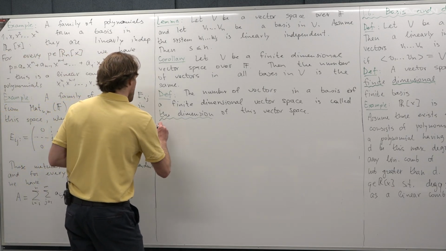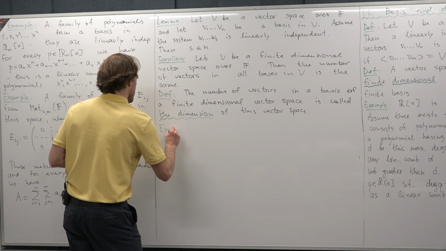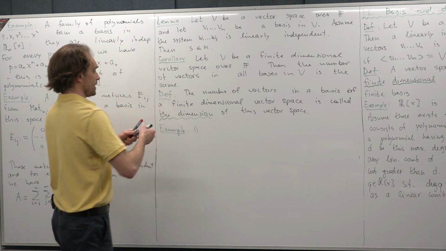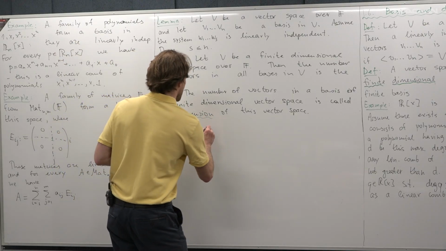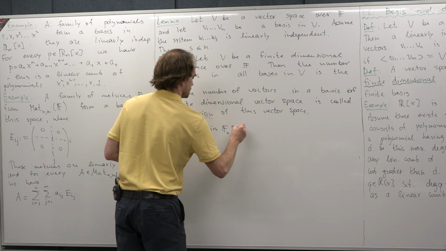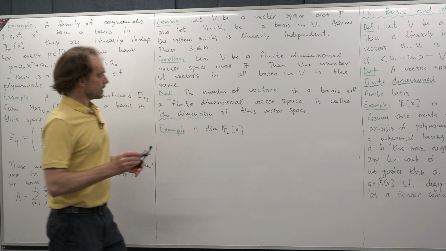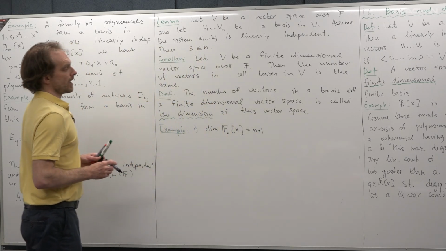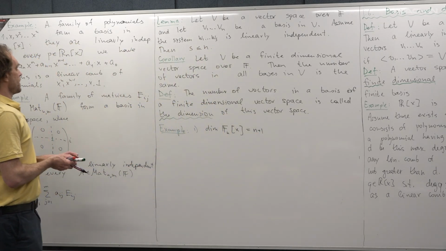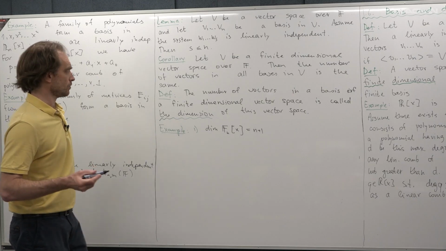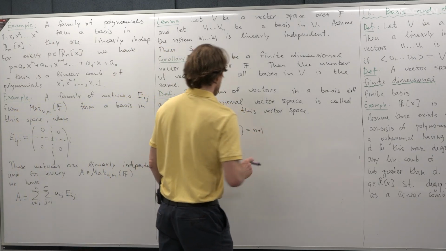And so I will finish with considering a couple of examples. So the first example is that the dimension of the space of polynomials with coefficients from arbitrary field is n plus 1, just because we have n plus 1 vectors in a basis. So we have vectors starting from 1 and ending at x to the n. So we have n plus 1 vectors in this basis.